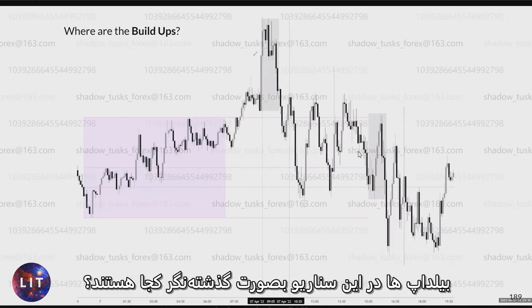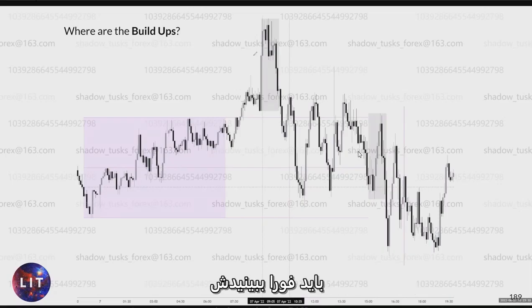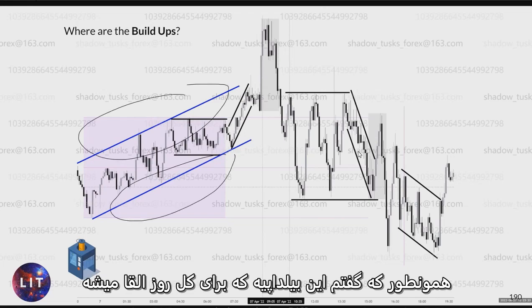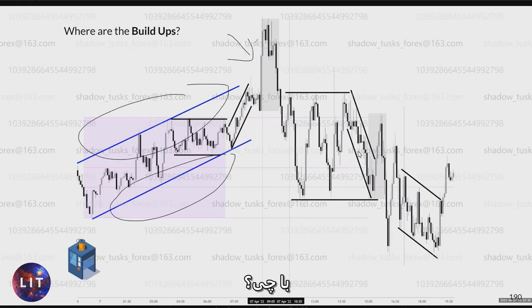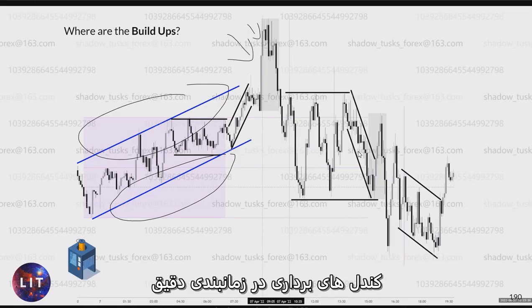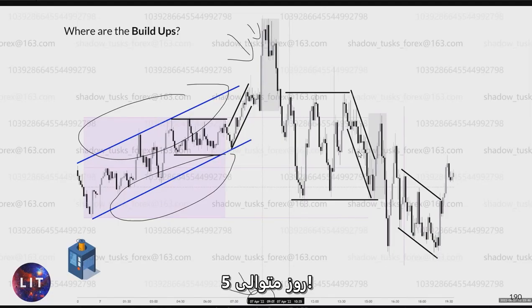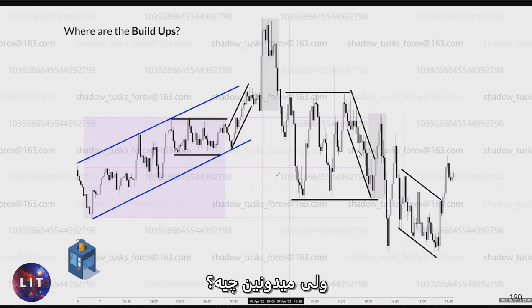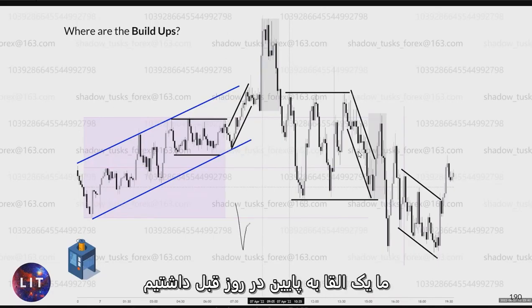So where are the build-ups in this scenario in hindsight? You should see that right away. Boom, easy to see, okay? So we have our bigger intraday build-up. Again, this is the build-up that gets induced for the whole day with what? Vector candles to the absolute minute. Again, what a surprise. Only like 5 consecutive days in a row. Of course, the cycle variations are looking a little bit different. But guess what? We had an inducement low the day earlier.